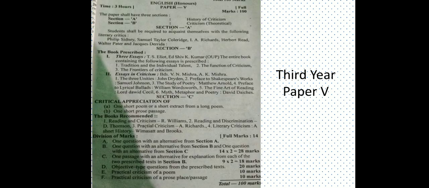Okay, so let us move to the third year students. In the third year, for the study students, we have paper 5, in which there are three modern essays: Tradition and Individual Talent, The Function of Criticism, and The Frontiers of Criticism. So this particular paper is all about criticism.